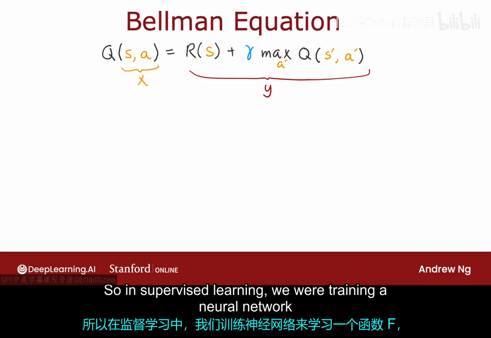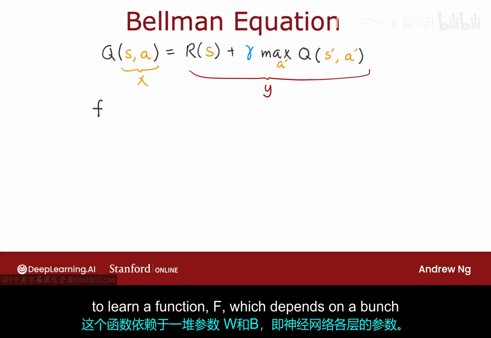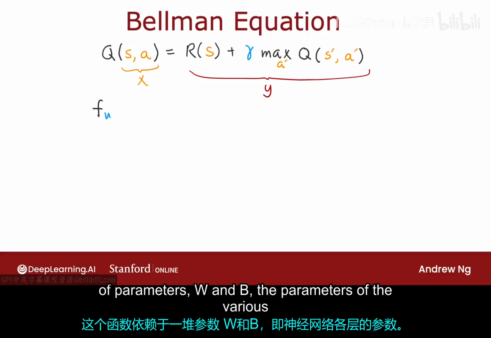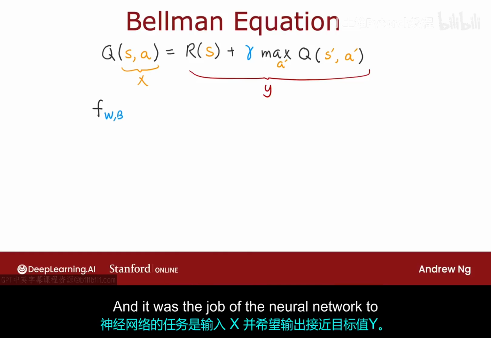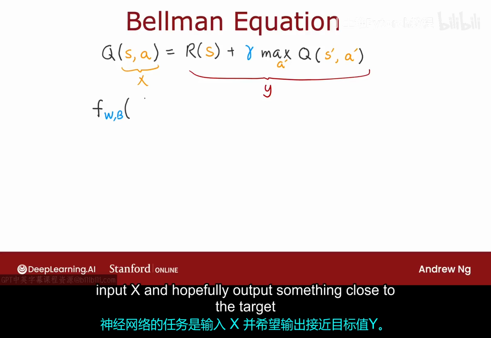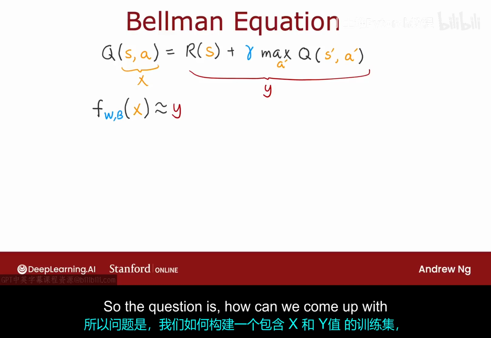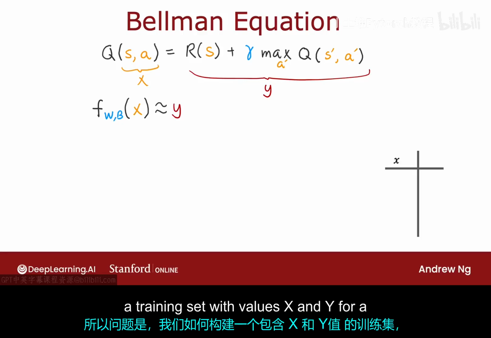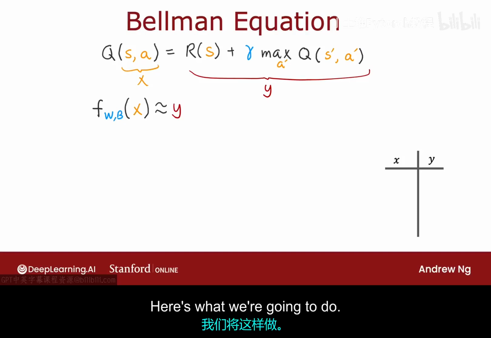So in supervised learning, we were training a neural network to learn a function f, which depends on a bunch of parameters w and b, the parameters of the various layers of the neural network. And it was the job of the neural network to input x and hopefully output something close to the target value y. So the question is, how can we come up with a training set with values x and y for a neural network to learn from? Here's what we're going to do.